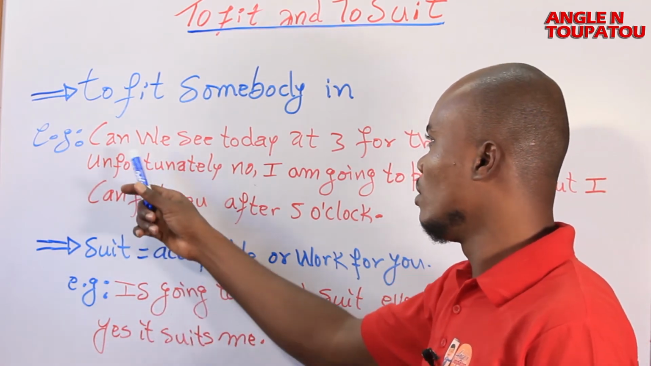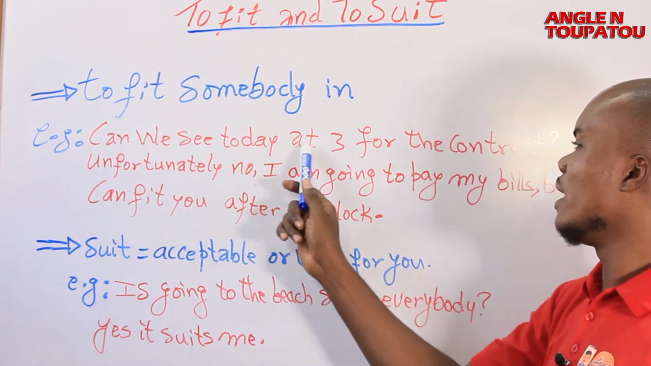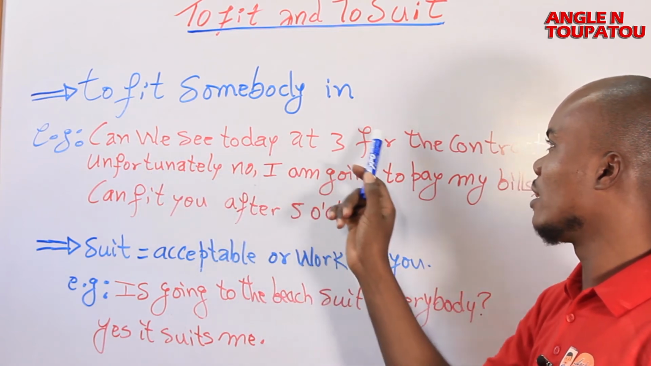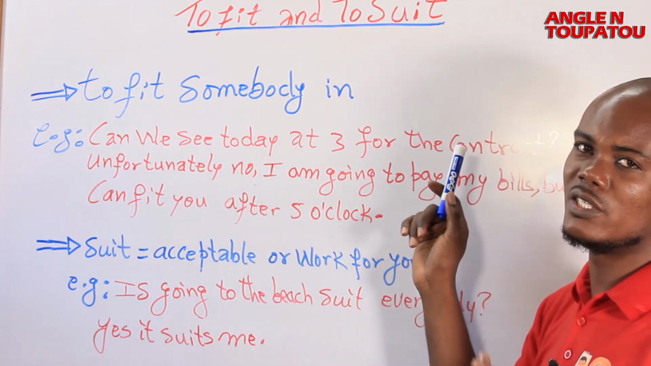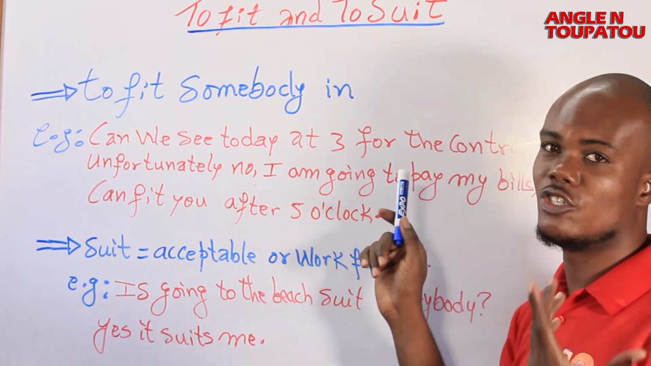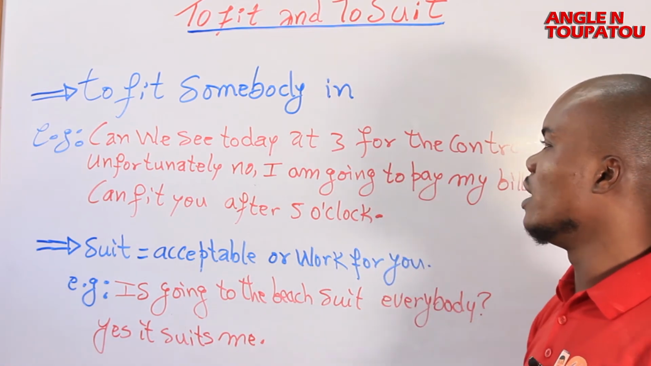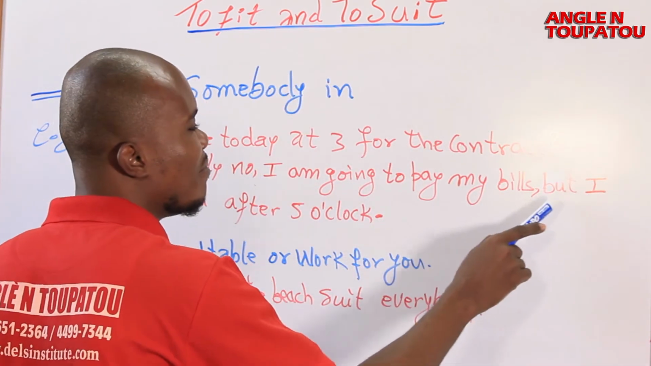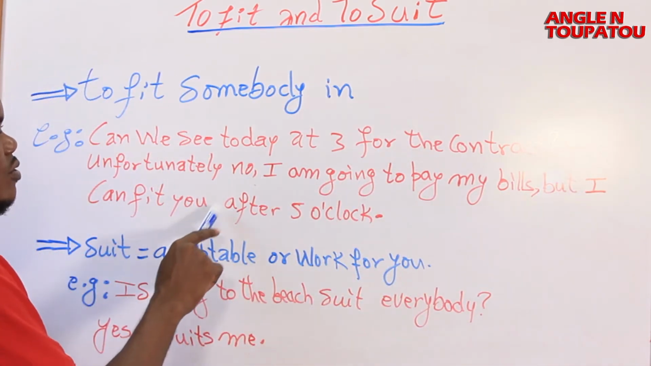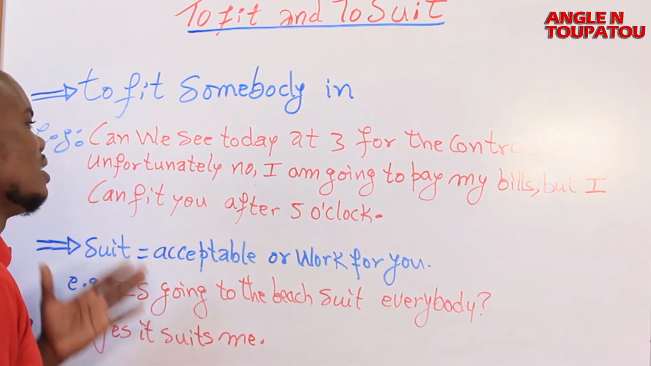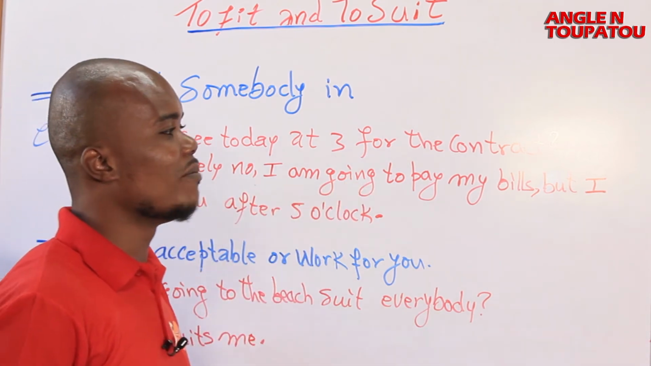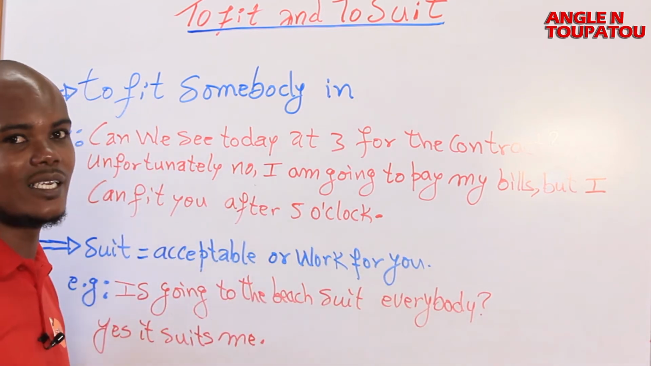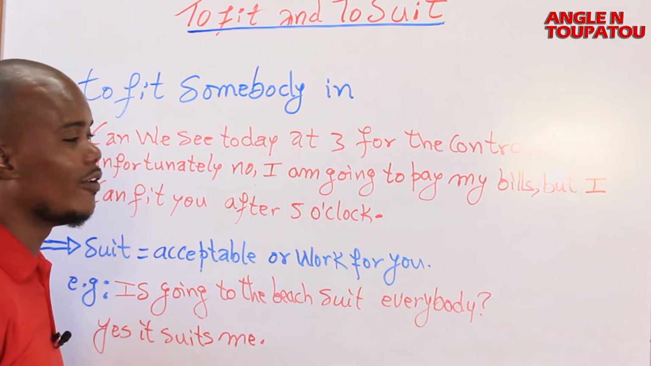For example, can we see today at 3 for the contract? Est-ce que nous ka aujourd'hui à 3 heures pour contrat? Ça sont questions moun pose on l'autre moun. Moun nan répond, unfortunately, no. I am going to pay my bills, but I can fit you in after 5 o'clock. Moun nan dit, non, malheureusement, on va payer bill moi, mais on capable créer temps pour vous après 5 heures. Donc, ouais, on va créer temps pour vous, mais après 5 heures.